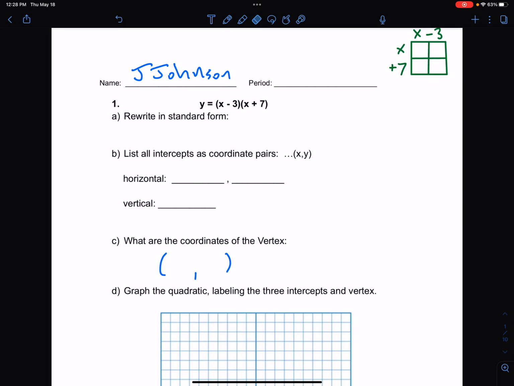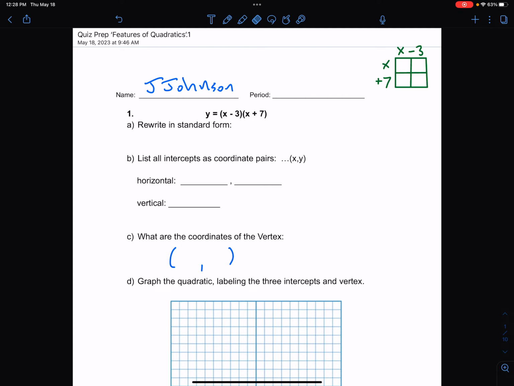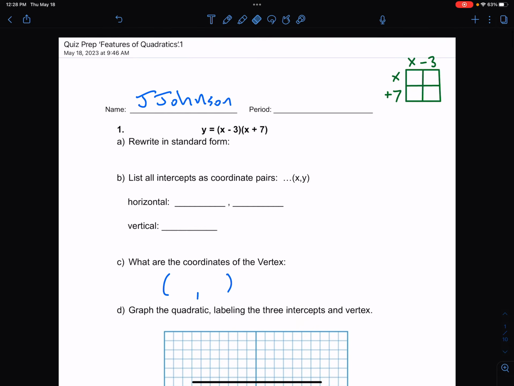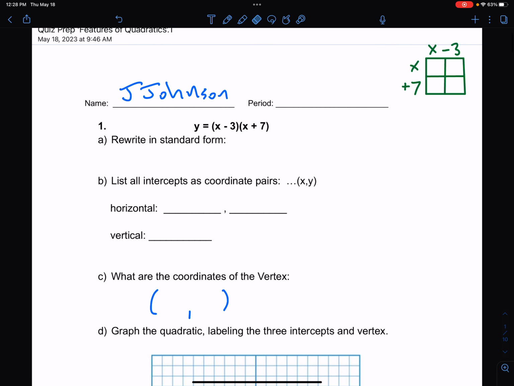Alrighty, welcome to our study guide for our semester 2 final. We're going to do pretty much exclusively quadratics on this final. So let's take a look here.